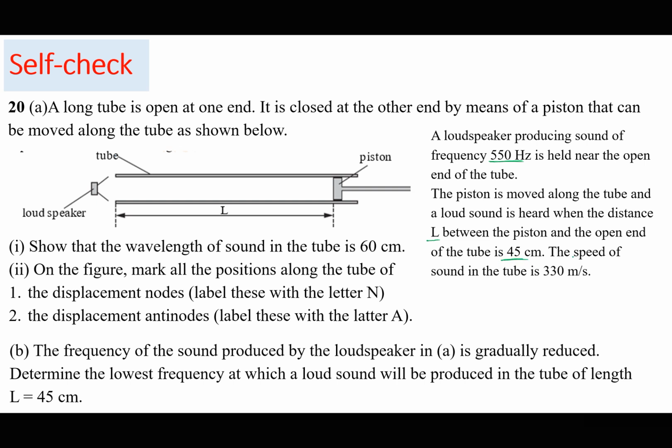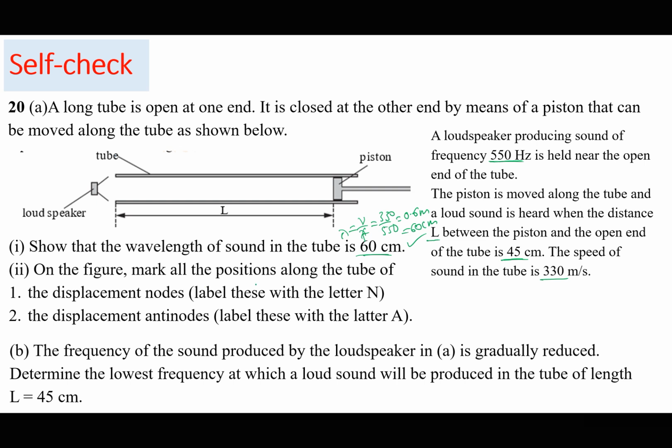The speed of sound in the tube is 330 meters per second. Show that the wavelength of sound in the tube is 60 centimeters. So I think this one is direct. Wavelength equals V over F, 330 divided by 550, and I think this is 0.6 meters, which is 60 centimeters. I think that is correct.